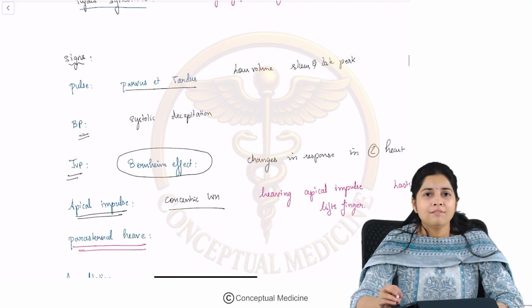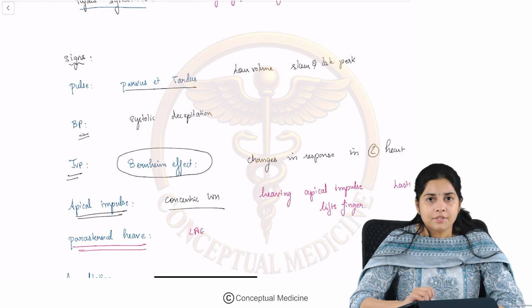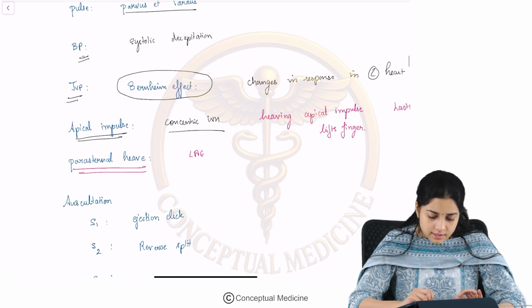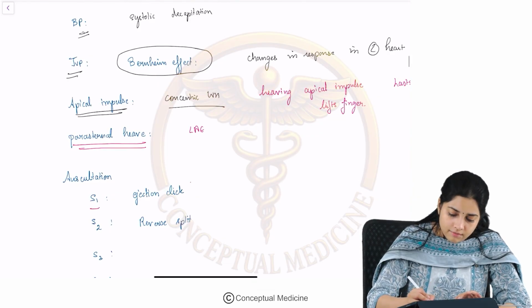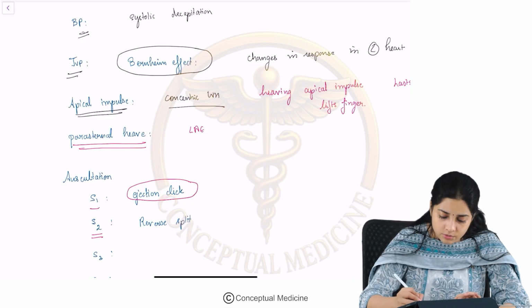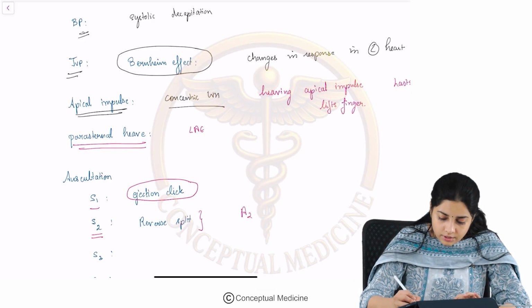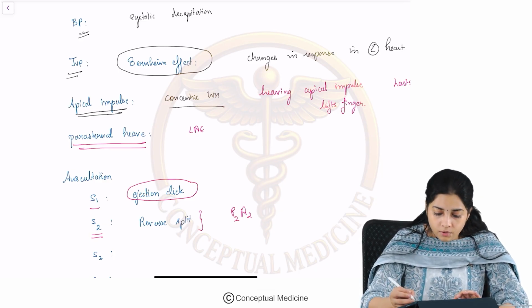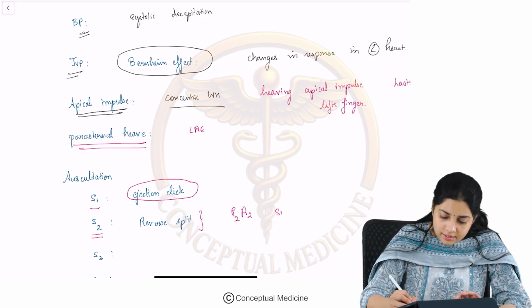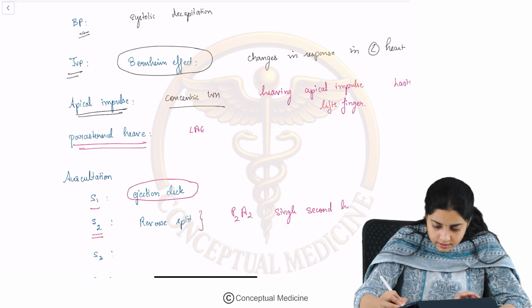So, this is what we call the heaving apical impulse which is seen in aortic stenosis. Parasternal heave. Can you have a parasternal heave? You can have a parasternal heave because of left atrial enlargement. On auscultation, what happens to the S1? You can find an ejection click. What happens to the S2? You can have a reverse splitting of the S2. So, the P2 occurs before the A2, or you can have a single second heart sound as well.